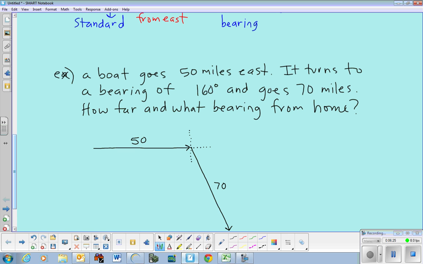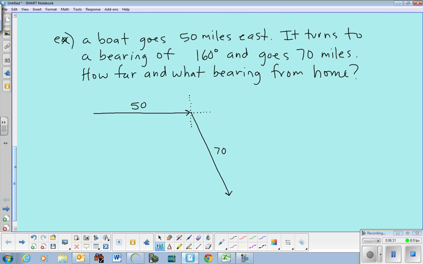A bearing of 160 is about like this. And I'm going to go 70 miles in that direction. So that arrow should be slightly longer than the 50. I think I might not have gotten it quite long enough, but it's close. My distance was 70, my bearing is 160. And so we've made a triangle. So the question is, how long is this distance?